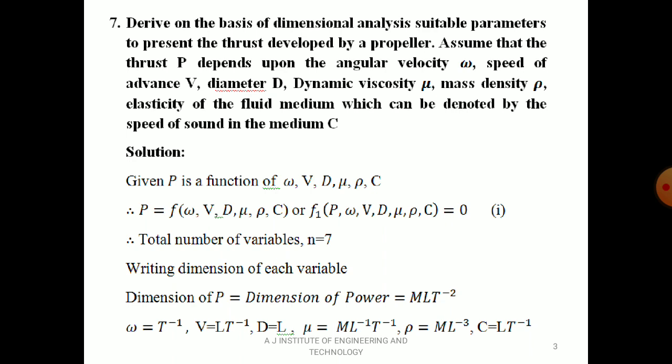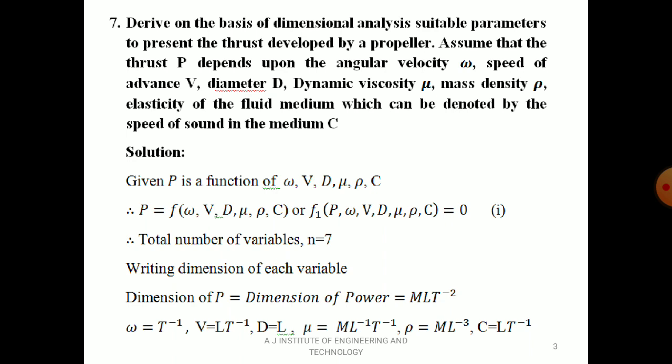Derive on the basis of dimensional analysis, with suitable parameters, an expression for the thrust developed by a propeller. Assume that the thrust P depends upon the angular velocity omega, speed of advance V, diameter D, dynamic viscosity mu, mass density rho, and elasticity of the fluid medium, which can be denoted by the speed of sound in the medium, capital letter C.